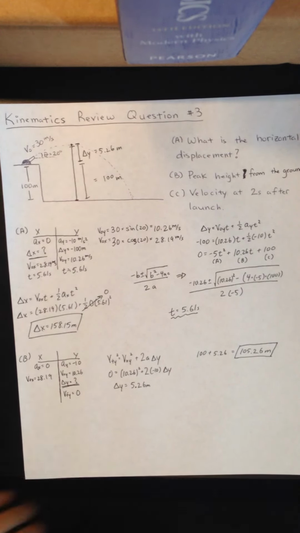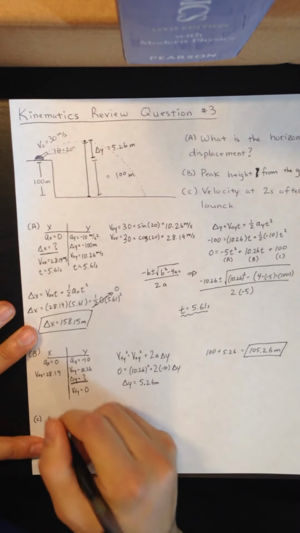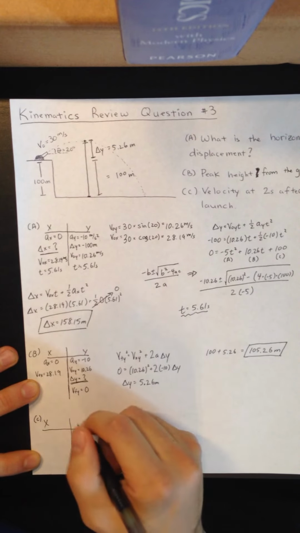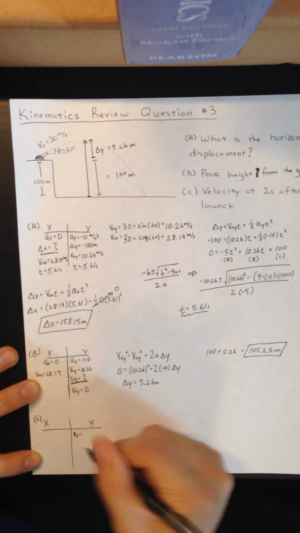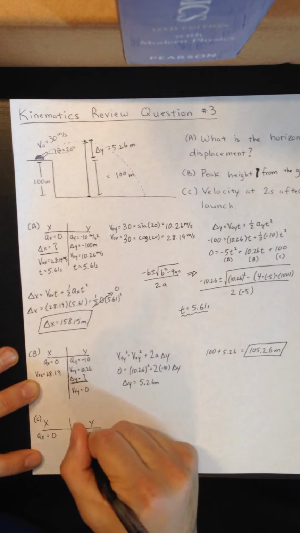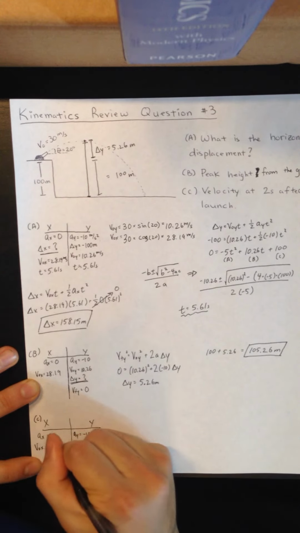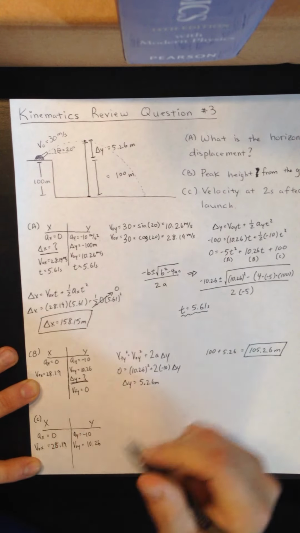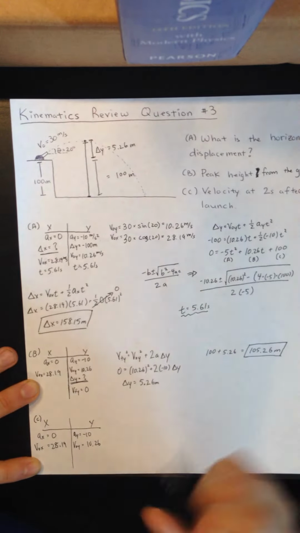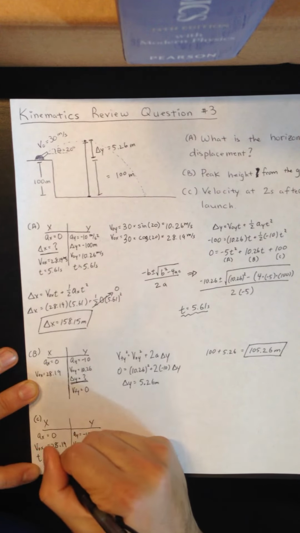Last part, part C. Let's go with part C over here. Start with that x and y again. What we have: a y equals -10, a x equals 0, v initial y equals 10.26, v initial x equals 28.19. Those are our pieces of information, and we want the velocity at 2 seconds, so t equals 2 seconds.